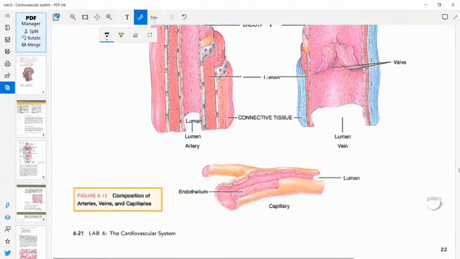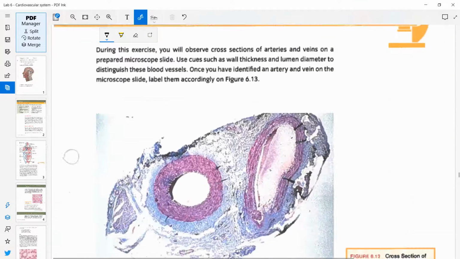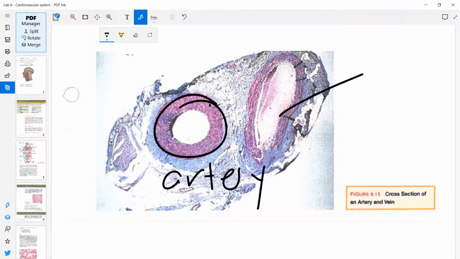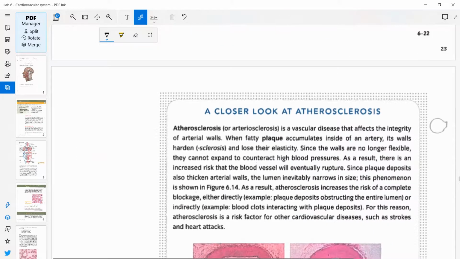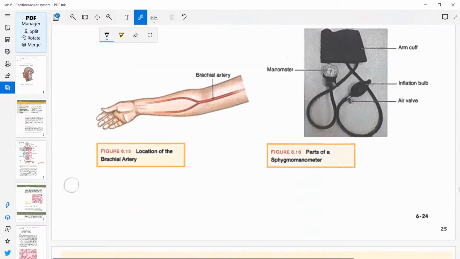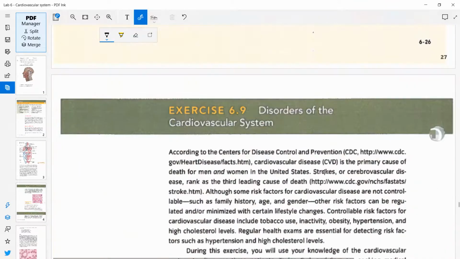And this is the composition of the blood vessels. You can see that arteries have much thicker walls than veins. So in this image, this will be an artery, and this will be the vein. And blood pressure, we don't have a chance to measure blood pressure, unfortunately. So we will have to skip this.